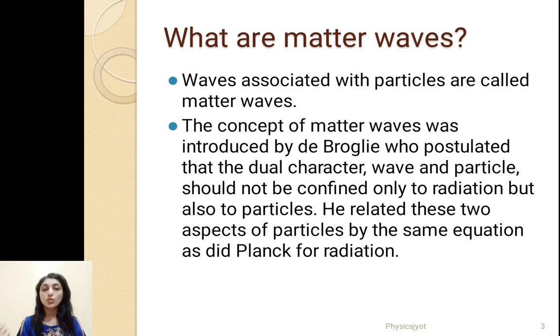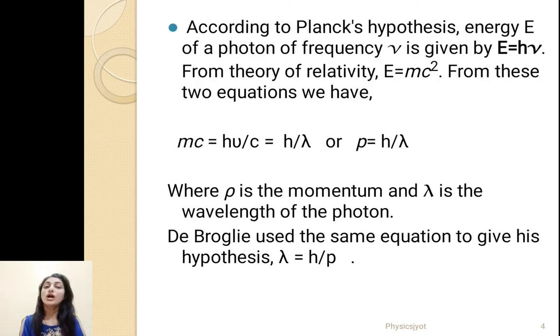He related these two aspects of particles by the same equation as did Planck for radiation. According to Planck's hypothesis, we know that the energy E of a photon of frequency nu is given by E equals h nu. We very well know this equation. Now, from the theory of relativity, we also know that E equals mc square. If we combine these two equations, we have mc square equals h nu, or mc equals h nu by c, just dividing both sides by c.